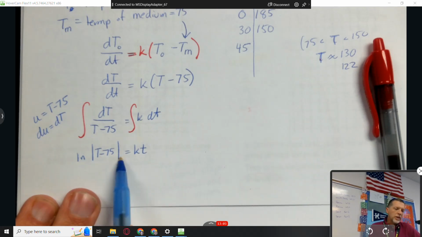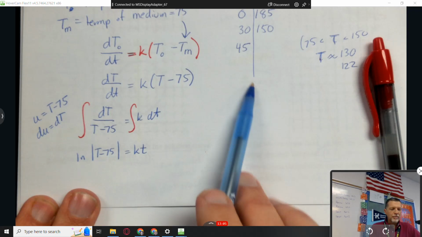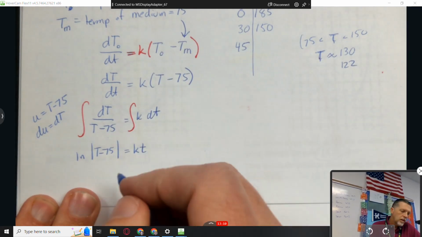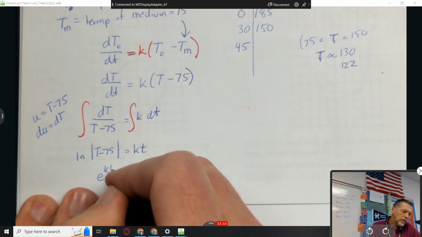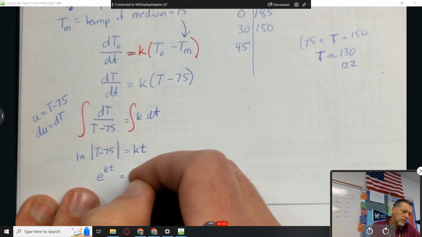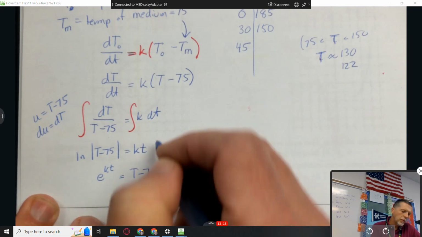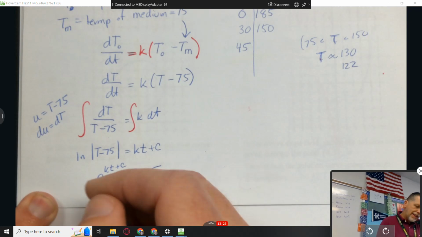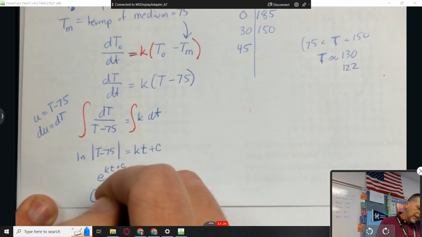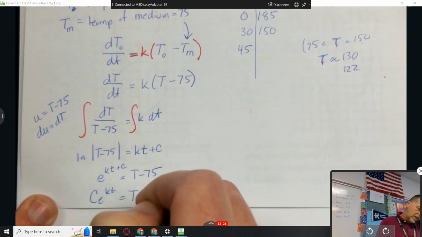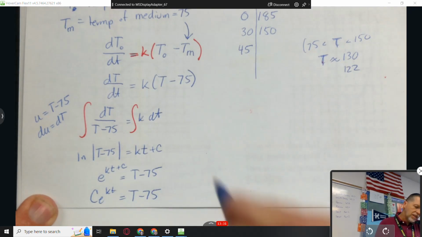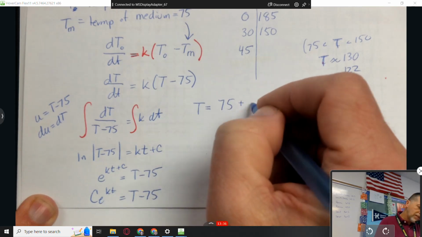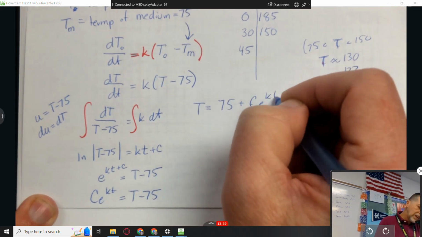And I don't really need to worry about the absolute value here, because just like science says, it's not going to drop below 75. But once you raise it to e, you can move the 75 to the other side. e to the kt equals t minus 75. Whoops, kt plus c. So c, e to the kt, equals t minus 75. So t equals 75 plus c e to the kt.